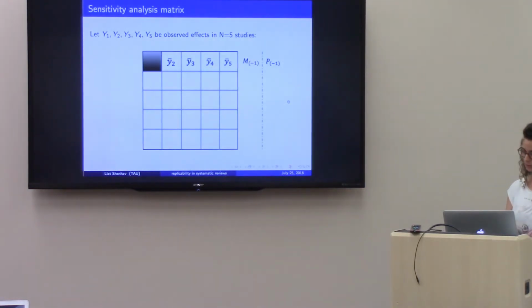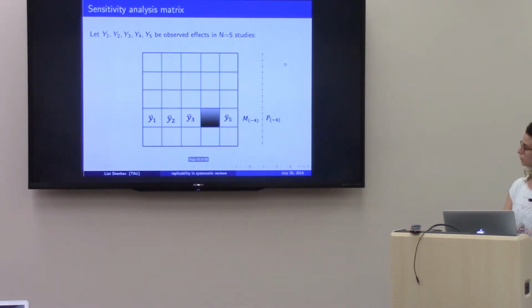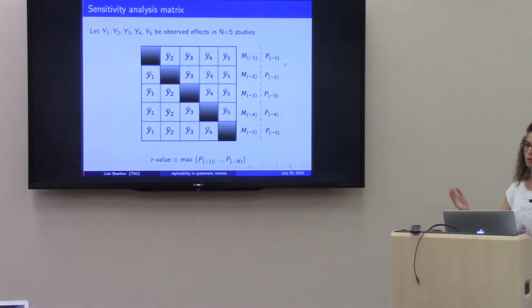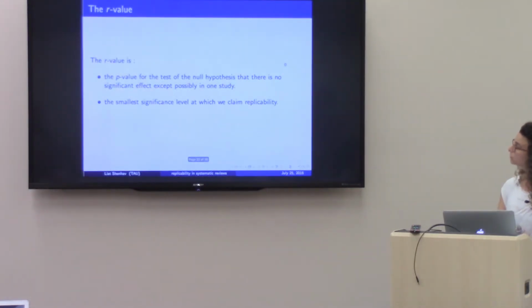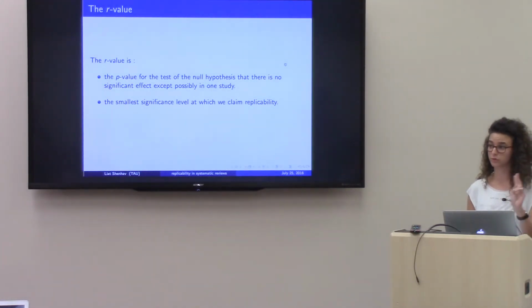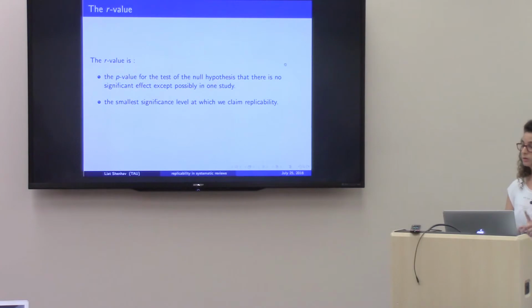So very simply, let's look at an example. If we have 5 observed effects in 5 studies, we calculate the p-value for every one of these subsets, so without the first study, without the second, third, fourth, fifth, till we can calculate the maximum over all these p-values, and this is the R value. If the R value is significant, the p-value tests the null hypothesis that there's no effect except possibly in 1, meaning we have an effect in at least 2. If the R value is smaller than 0.05, it means that we have an effect in at least 2 studies. And this is the smallest significance level at which we claim replicability.